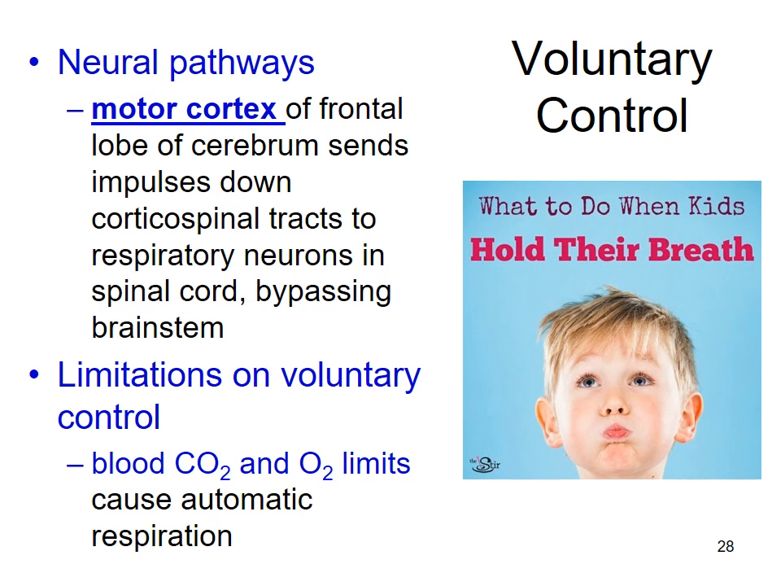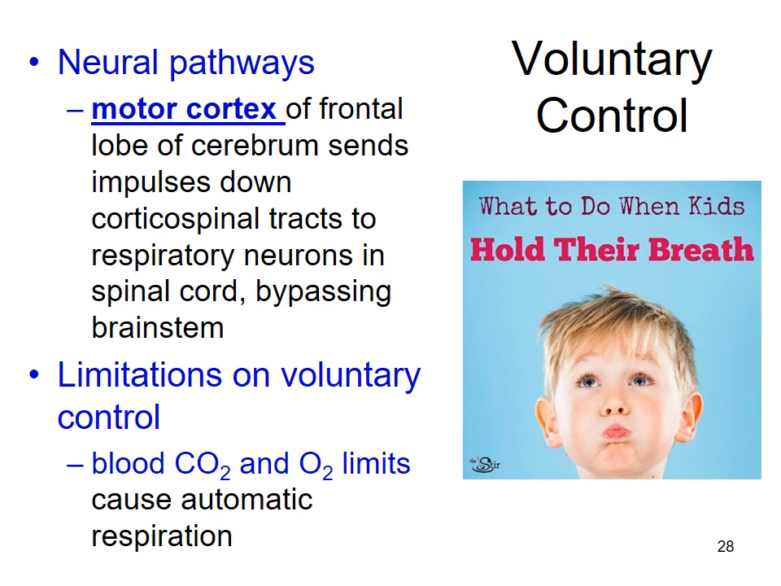If the body notices that these levels start to fluctuate and become abnormal, it will go ahead and limit your voluntary control and switch over to unconscious control of your breathing pattern. So there's only so much you can do voluntarily before the rest of the brain takes over and controls your breathing pattern again. And it does this to make sure that your CO2, your carbon dioxide levels, and your oxygen levels are within homeostatic range.